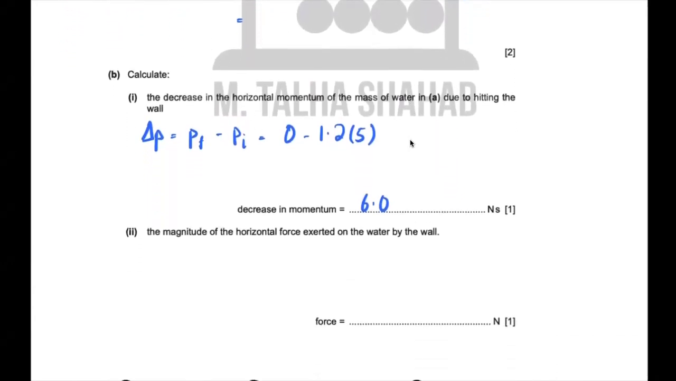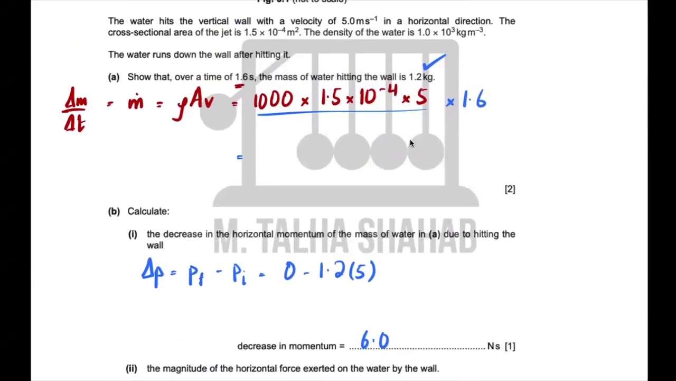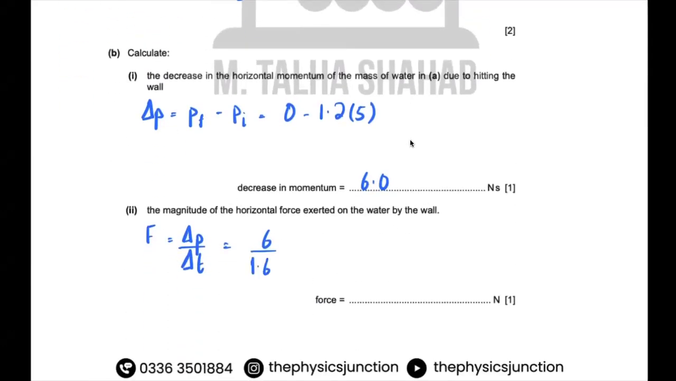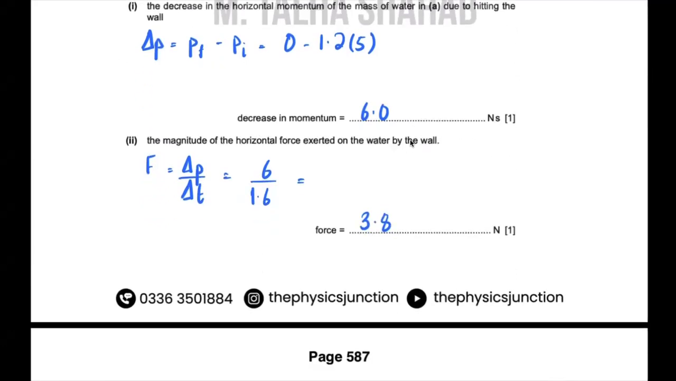So I'm pretty sure this is 6 newton second. Next, the magnitude of the horizontal force exerted on the water by the wall. We also did that previous part. You know that the force exerted by the wall on the water is equal to the force exerted on the wall by the water. So F equals delta P over delta T again. That is 6, and this took place over a time of 1.6 seconds. So 6 over 1.6 turns out to be 3.8 newton.